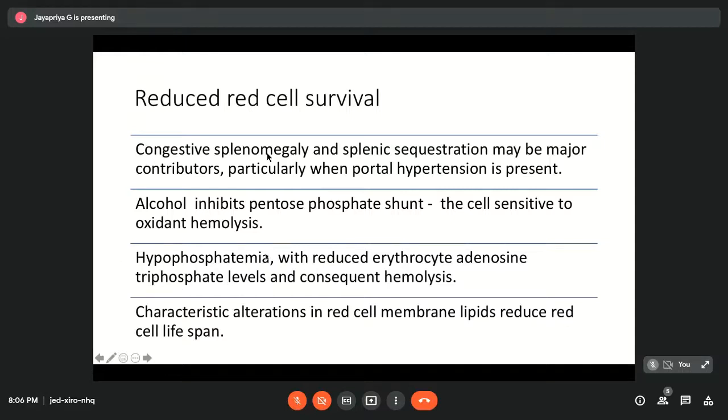And the common metabolic abnormality seen in patients with liver disease is hypophosphatemia. Now this can result in reduced RBC ATP levels, and it can also cause hemolysis. And there are various alterations in the membrane lipids of red blood cells in liver disease. Now these alterations will reduce the deformability of RBCs, and can cause reduced red cell lifespan. We'll see which are the alterations in the coming slides.